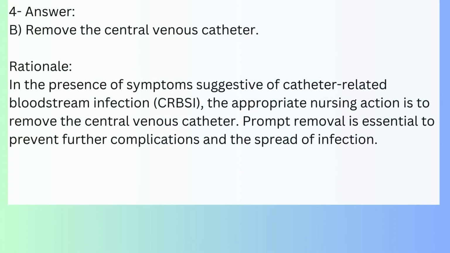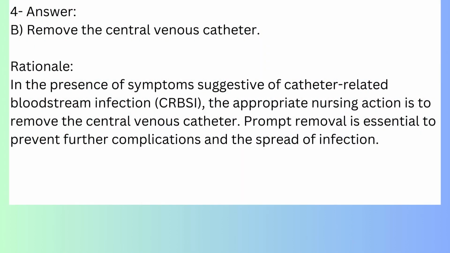Answer 4. B. Remove the central venous catheter. Rationale. In the presence of symptoms suggestive of catheter-related bloodstream infection, CRBSI, the appropriate nursing action is to remove the central venous catheter. Prompt removal is essential to prevent further complications and the spread of infection.